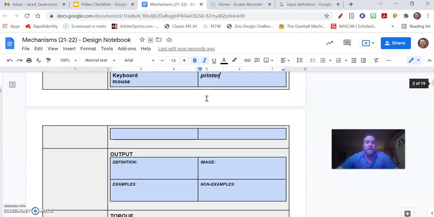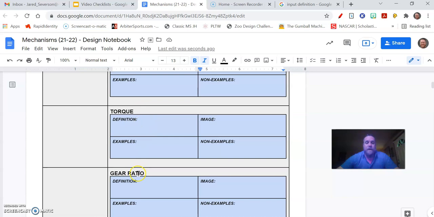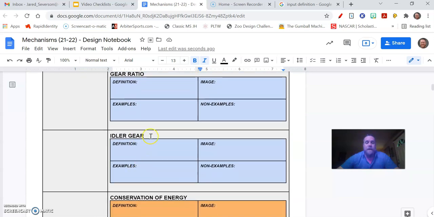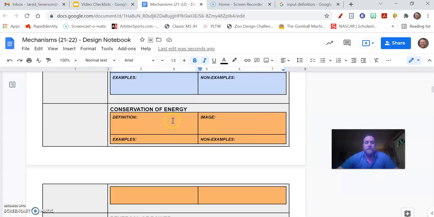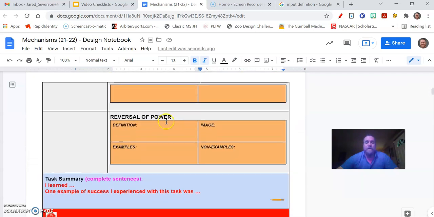So you're going to go to the next one, output. You see torque, gear ratio, idler gear, conservation of energy, and reversal of power. And this one you might have to do a little looking and digging. You might have to put definitions of those words together to create one overarching definition for reversal of power. Or reach out and ask your teacher if you have questions about that one as well.